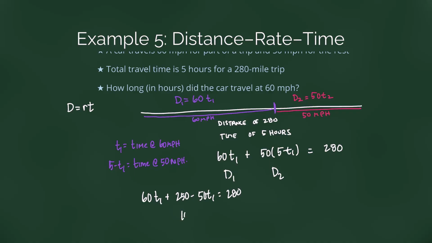That's going to give us 10 T1 is equal to 30, so that T1 is 3. And remember, that's the time, so that's going to be measured in hours. And T1 was, in fact, the time at 60, so the car went 60 miles per hour for 3 hours.